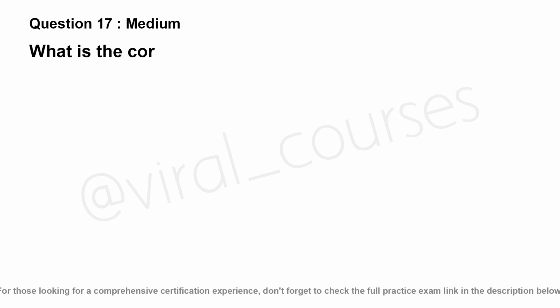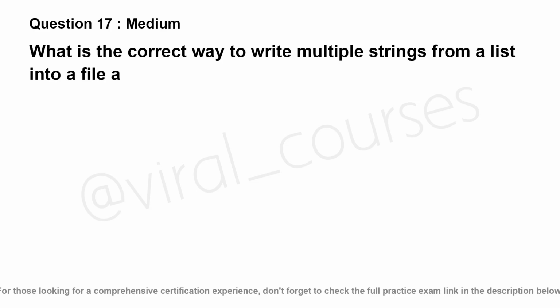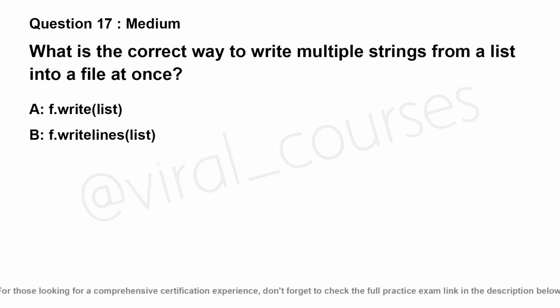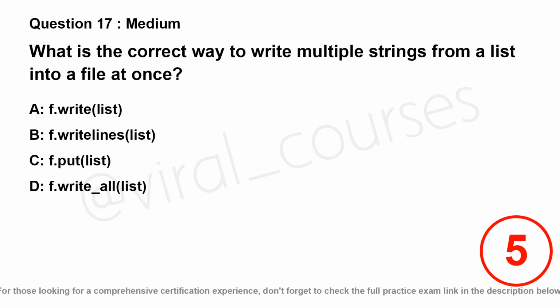What is the correct way to write multiple strings from a list into a file at once? Option A, f.write(list). Option B, f.writelines(list). Option C, f.put(list). Option D, f.write_all(list).